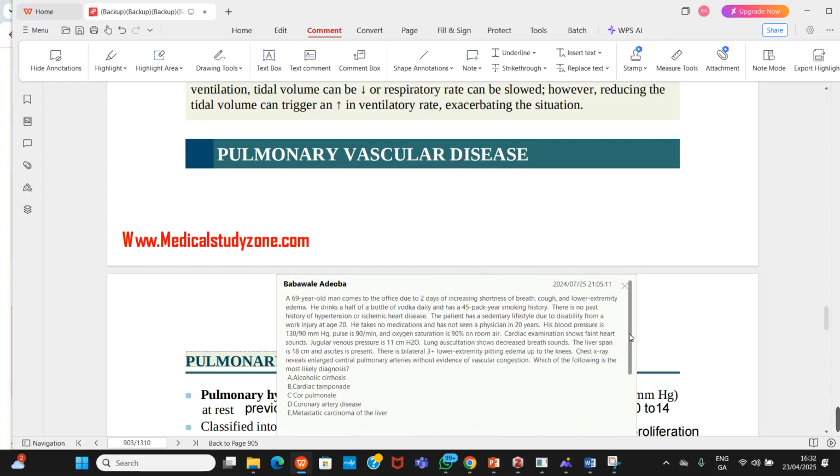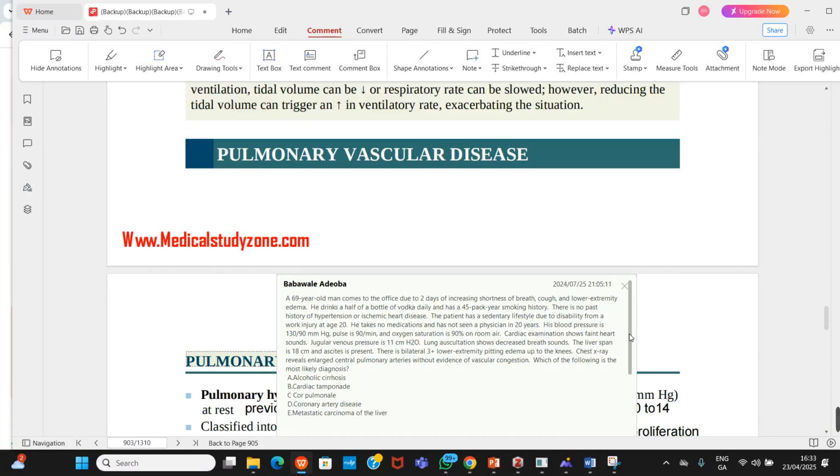Cardiac examination showed faint heart sounds. Jugular venous pressure is 11. Lung auscultation shows decreased breath sounds. Liver span is 18 and ascites is present. There is bilateral 3 plus lower extremity pitting edema up to the knees. Chest X-ray shows large central pulmonary arteries without evidence of pulmonary congestion. Which of the following is the most likely diagnosis?